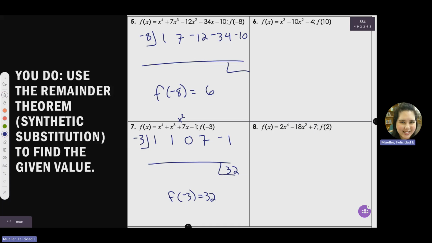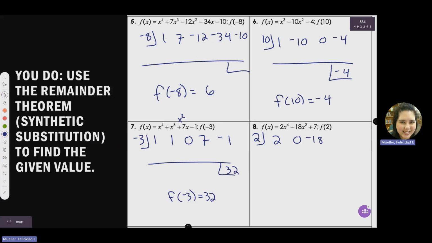Over here on number 6, your setup should have been 10 in the box, 1, negative 10, 0, negative 4. You're missing the x term. And down here for your remainder, you should have gotten negative 4. So my answer is f of 10 equals negative 4. For 8, your setup should have been 2 in the box, 2, 0, negative 18, 0, 7. And for your remainder, you should have gotten negative 33. So f of 2 equals negative 33.